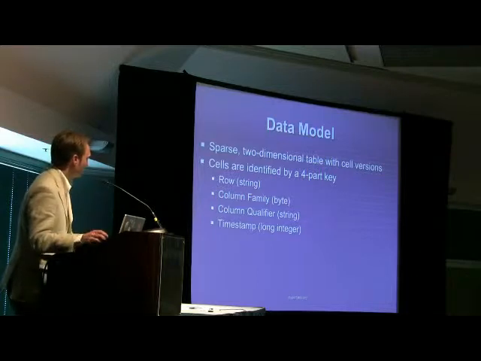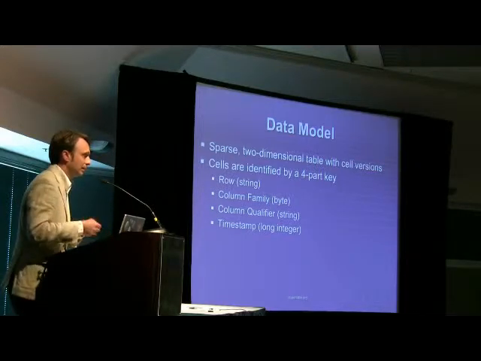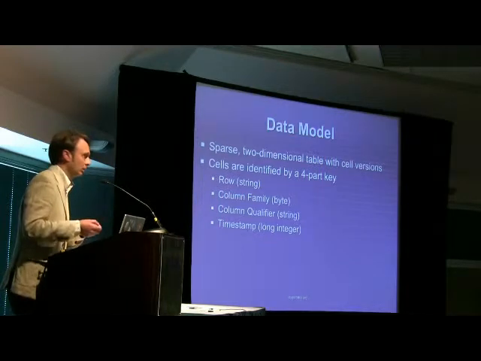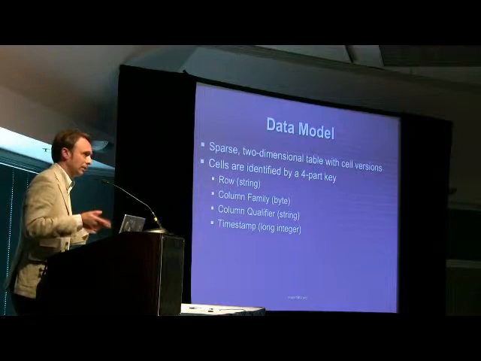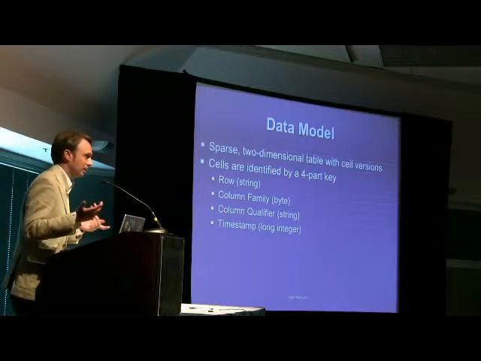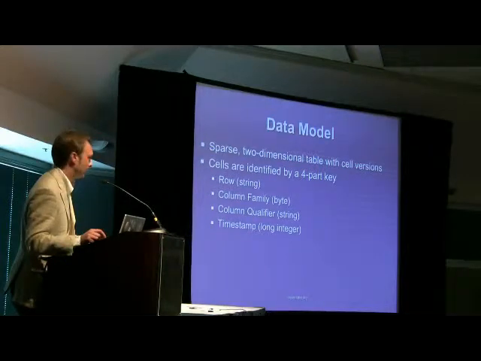The third part of the key is this column qualifier. And the column qualifier, it's not something that you define up front. It's considered user data or data that's supplied by the client. And there's no constraints on the qualifier. It's just a null-terminated string. And the fourth part of the key is this timestamp.